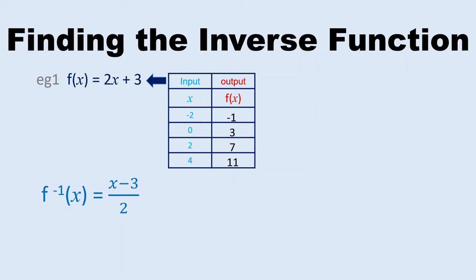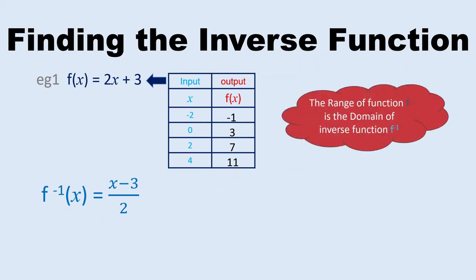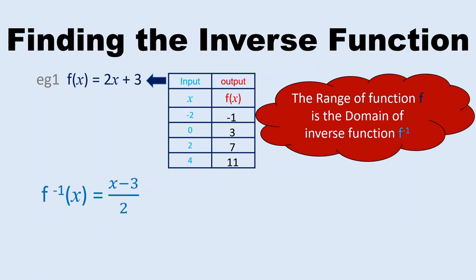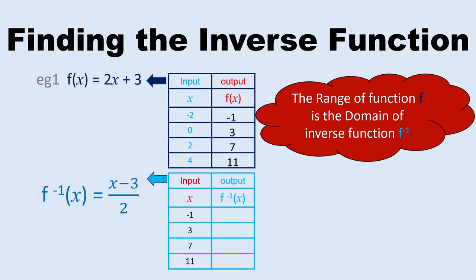Since the inverse function reverses these operations, the range of output values from function f becomes the domain of input values for the inverse function f. So I'm going to take these output values from function f and input them into the inverse of function f. You'll see why in a minute. If I take -1 and put that into the inverse of function f, -1 minus 3 is -4, and -4 divided by 2 is -2.